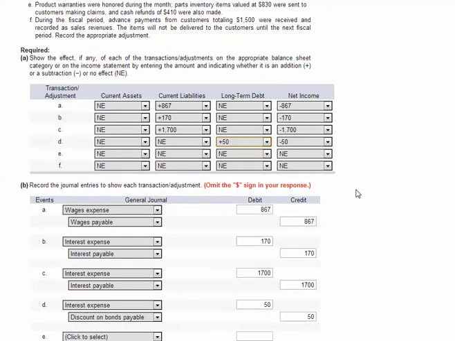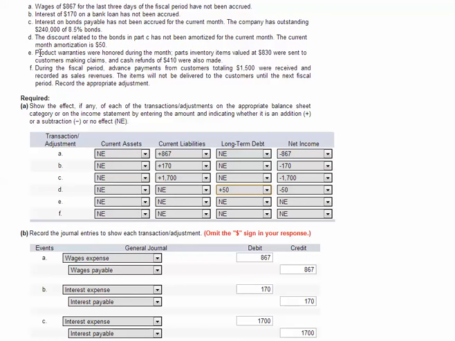Okay, let's look at E. Product warranties were honored during the month. Parts inventory items valued at $830 were sent to customers making claims, and cash refunds of $410 were also made.